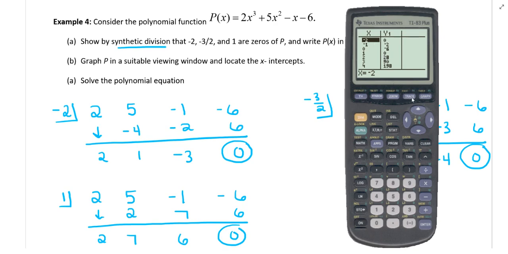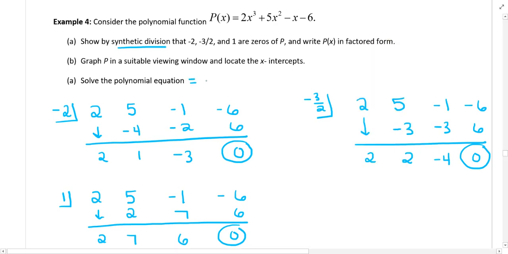You can go back to your graph and hit second calc. And then you can just do value, since you already know what the value is, and then just type that in here. If you wanted to do the fraction, you would put it in parentheses, or you could just do negative 1.5. So when x is negative 3 over 2, what is the y value? And the y value is 0, and it shows you that right there. And then solve the polynomial equation. Remember, the zeros are the solutions. So your answer here is negative 2, negative 3 over 2, and positive 1.